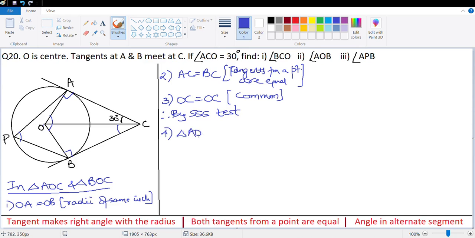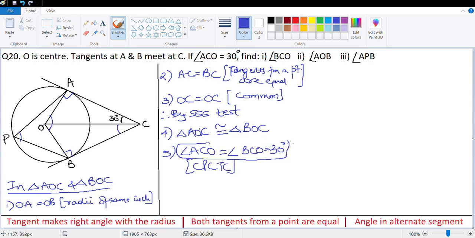triangle AOB is congruent to triangle AOC. I'm writing this wrong. This is AOC. I'm looking at AOC as a triangle. AOC is congruent to triangle BOC. What this means is angle ACO is equal to angle BCO is equal to 30 degrees. The reason for this is CPCTC. So I've got my angle BCO. This is the first thing that they wanted us to figure out. Let's look at the second part of the question, which is AOB.